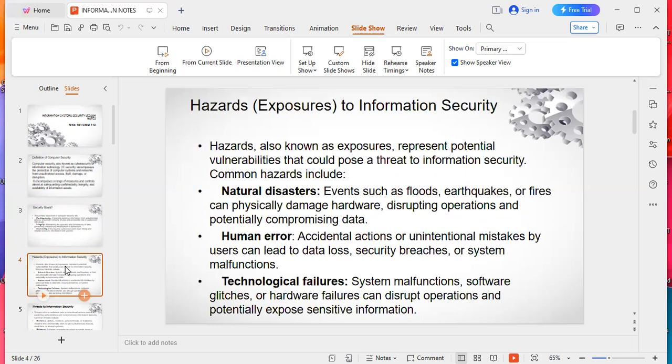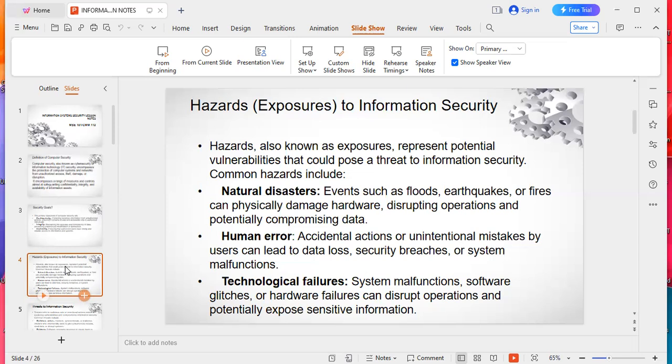Now, let's move on to hazards to information security. Hazards are also known as exposures. These basically are potential loopholes, potential vulnerabilities that could pose a threat to information security. The common ones include natural disasters. These are acts of God. Things like floods, fires, earthquakes, which can disrupt the operations and, of course, end up compromising the data.